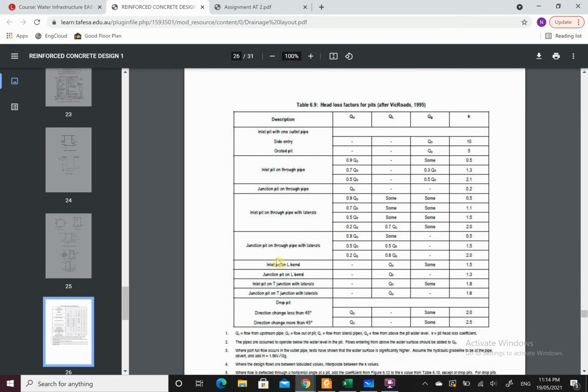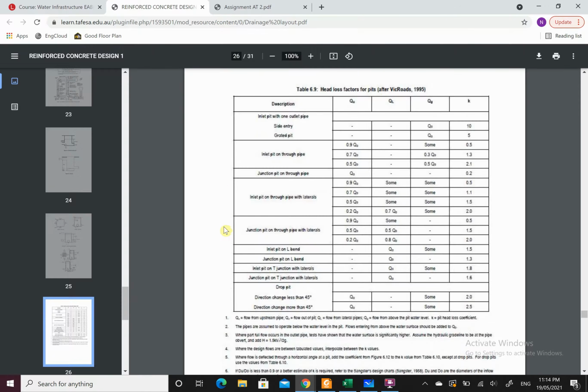Once we calculate where these flows are coming from, the next thing we do is look at this table here, Table 6.9, our head loss factors for pits. This is from this book here, VicRoads 1995. Bit old, but it still works, still good. We can look down here at some notes. QU is the flow from upstream, Q0 is the flow out of the pit, QL is the flow from lateral pipes, the ones coming in from the side, QG is the flow from above the pit water level, so what's coming in from on top, and K is our pit head loss coefficient.